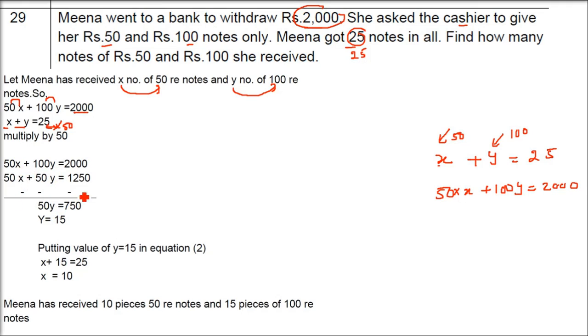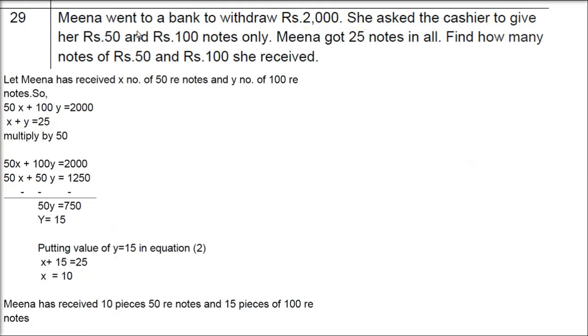Subtract, 50x goes, you will have 50y equals 750, that is y is 15. And put it here, x will be what? 25 minus 15, so x is 10. So Meena has received 10 pieces of 50 rupee notes and 15 pieces of 100 rupee notes.